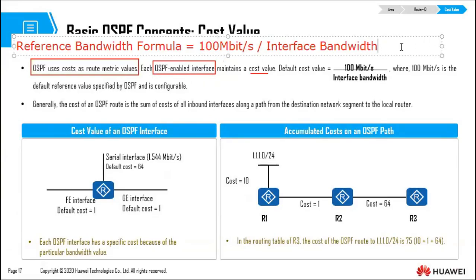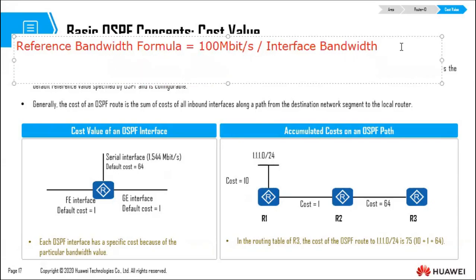Are we together? Okay, so let's do some calculation. What will be the cost of a link that is an Ethernet link of 100 megabits per second? What will be the cost using that formula?